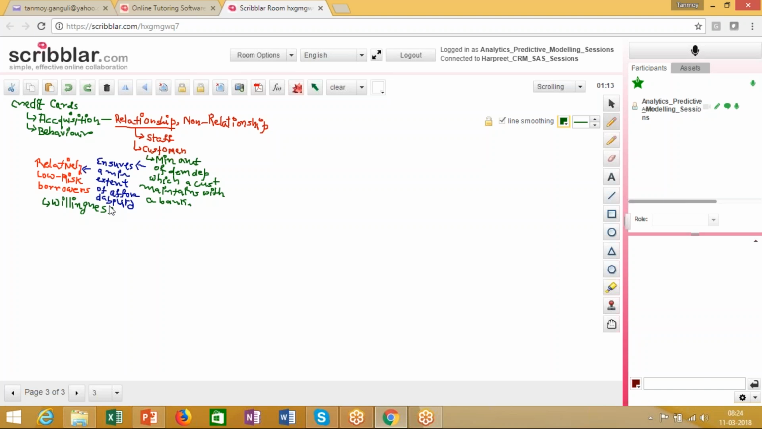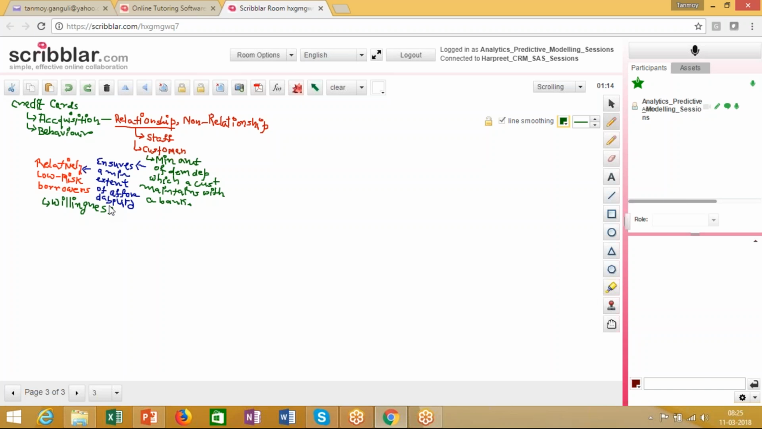The second thing over here is that this borrower is a person who has already banked with this particular organization, right? And given that the borrower has been in a banking relationship with this bank, the bank also has a very good idea about his probable behavior.